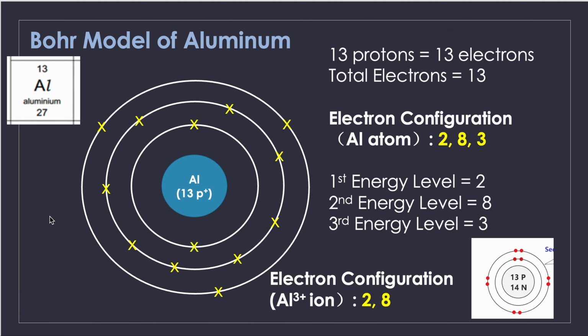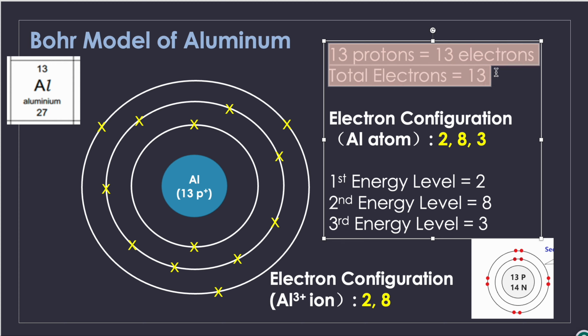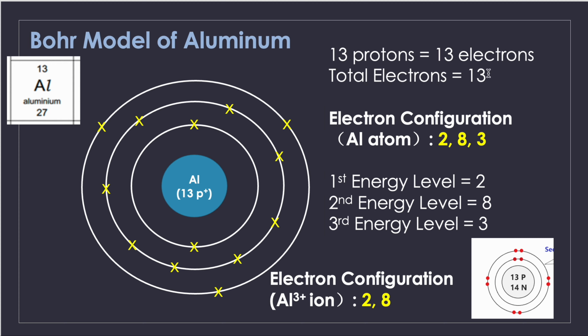Let's see this example. Let's say that you need to draw an atom of aluminum. So you find aluminum in the periodic table and see that it has an atomic number of 13. So that means that it has 13 protons. So if it has 13 protons, that means that you need to distribute 13 electrons in total. So how do you do it?